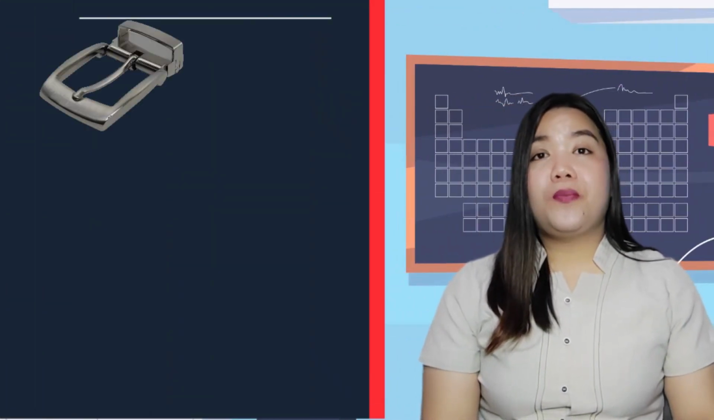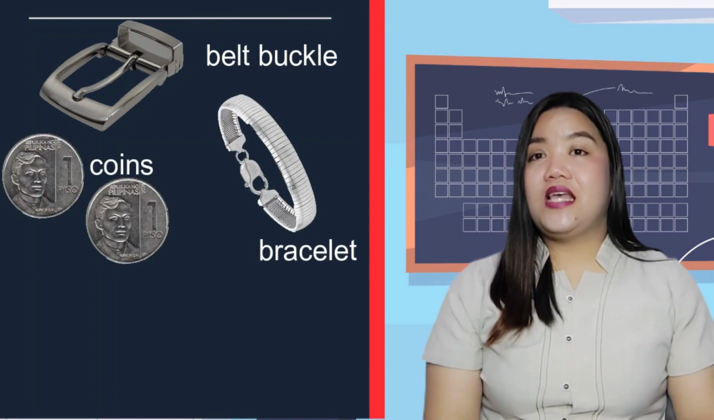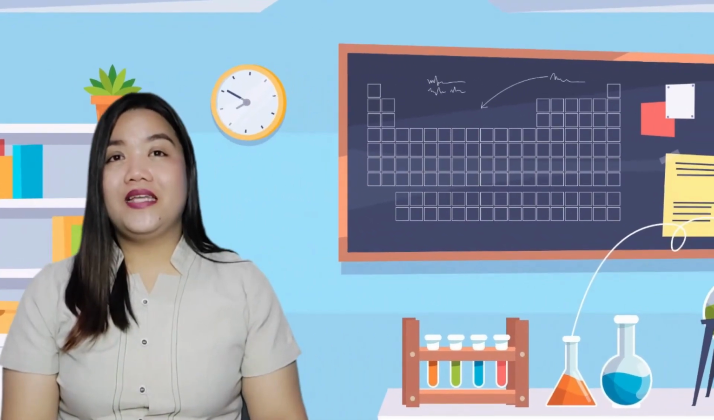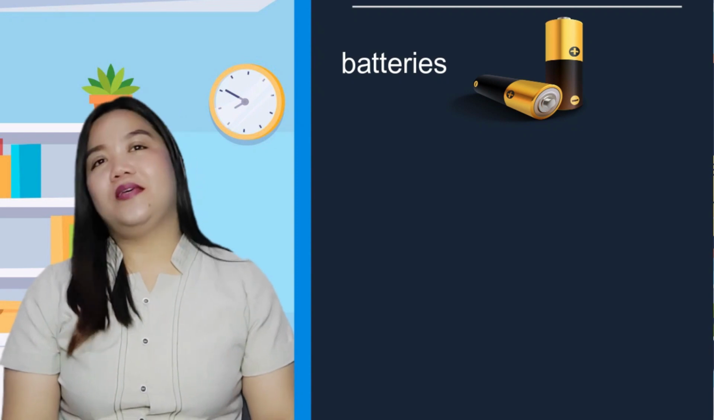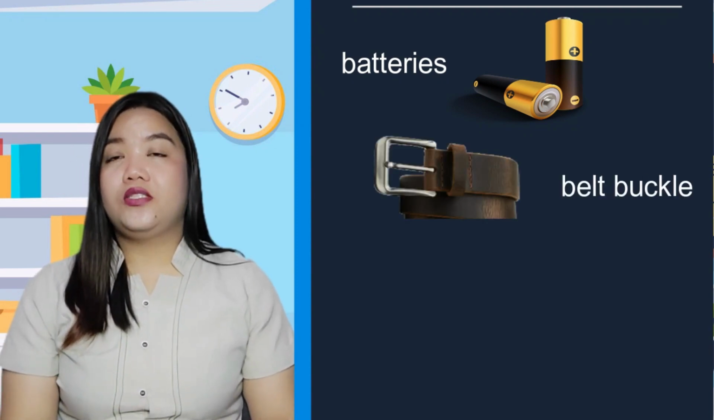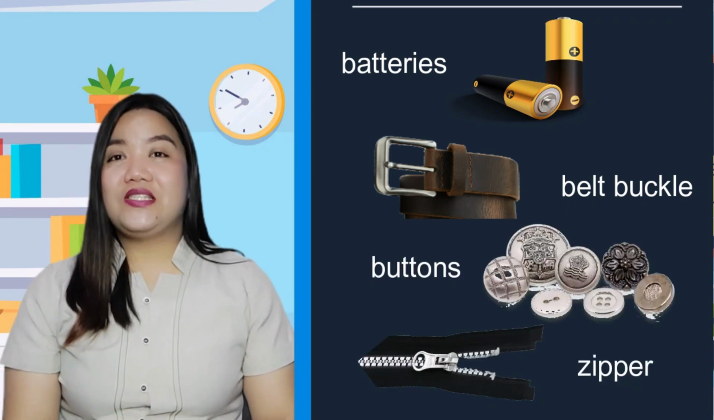Nickel is a silvery white metal used to make belt buckles, bracelets, coins, and cell phones. Cobalt is widely used in batteries and in electroplating. A metal-plated object like belt buckles, buttons, and zippers has cobalt.